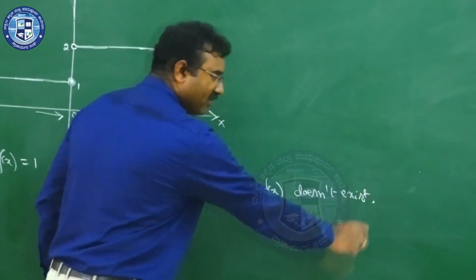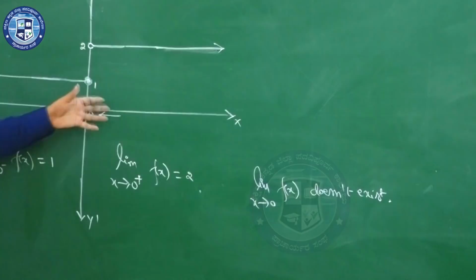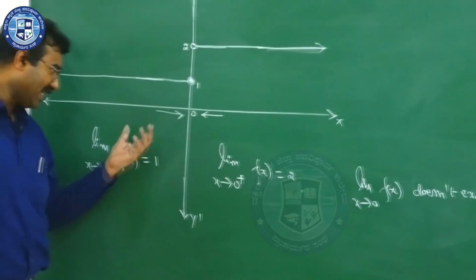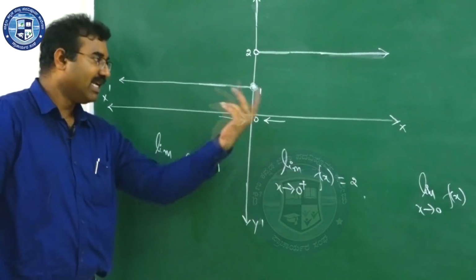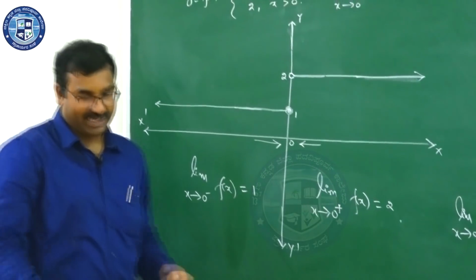Okay, right? Are you clear? So different values they are giving. The left hand limit gives one value, the right hand limit gives another value. So that's why we say that the limit does not exist. We take one more example.